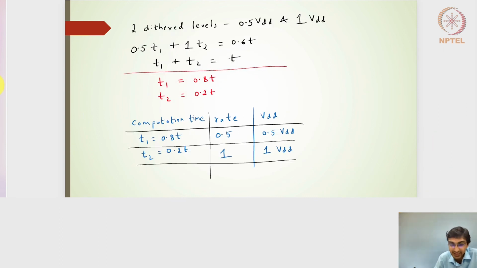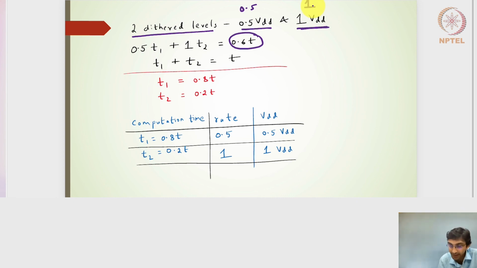Moving on to the next one, let's say that the two deterred levels we have are 0.5 VDD and 1 VDD instead of 0.75 VDD. And we have to achieve a 0.6 rate multiplied by T, so the same example of 6 switchings in 10 seconds. So I have to use the 0.5 VDD rail, which means a rate of 0.5, and then 1 VDD, with a rate of 1.